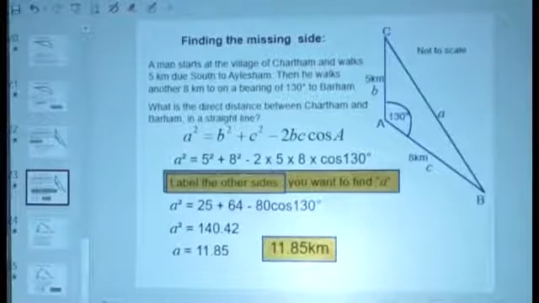In WAEC, there is no year you will not see a question on trigonometry and bearing. Take note and try as much as possible to solve many questions that you can solve. Please, you need to solve questions.